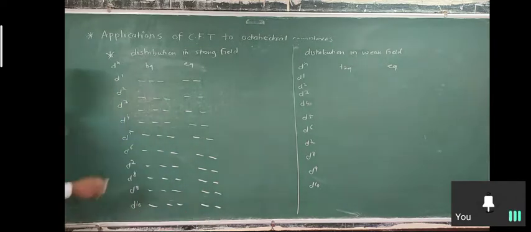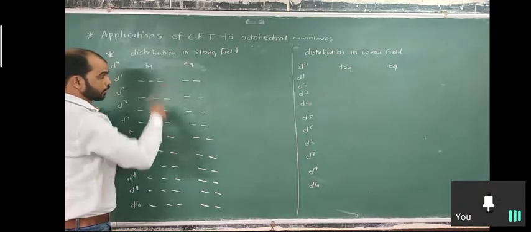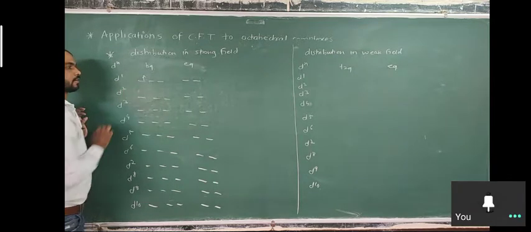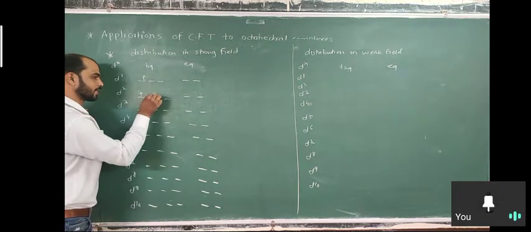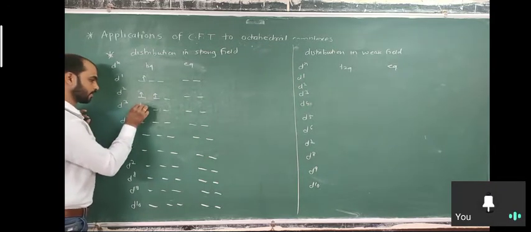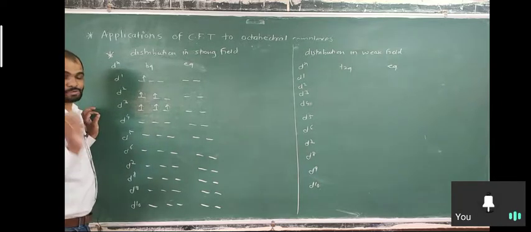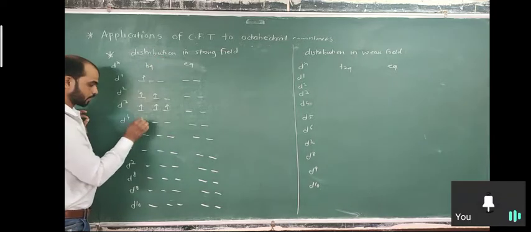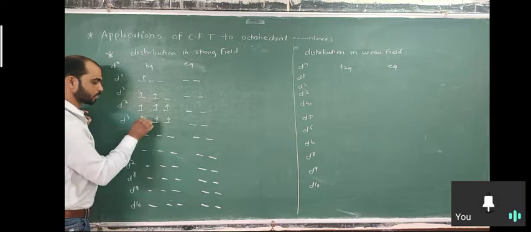Also, you understand this. T2g has 3 orbitals, Eg has 2. So the first electron enters T2g. Here how many electrons? 2 electrons. First is here, second is here. For 3, first is here, second is here, third is here. But the problem arises from the fourth one. What is the condition? Strong field. So first is here, second is here, third is here. Where is the fourth? The fourth goes to pairing because strong field is there.